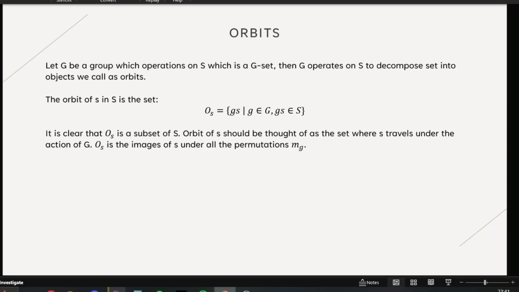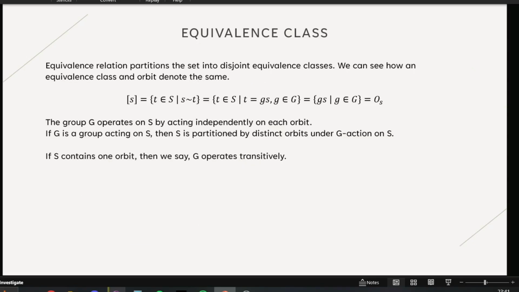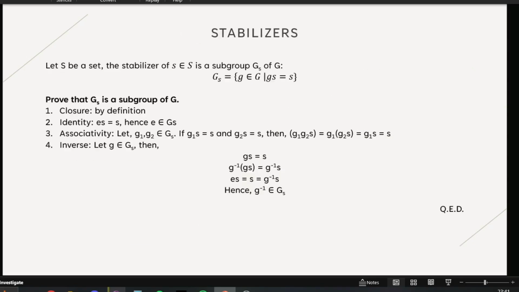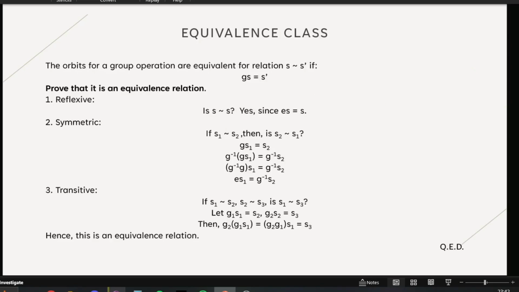And then similarly we have something called the stabilizer. Stabilizer is a subgroup of the group, consisting of the elements which, when they operate on the set element, do not change the set element. It forms a subgroup. And then we also covered equivalence class. This was not covered in Artin, but I covered it.